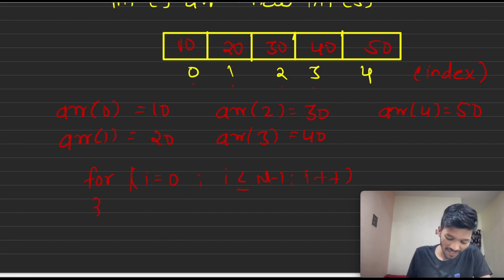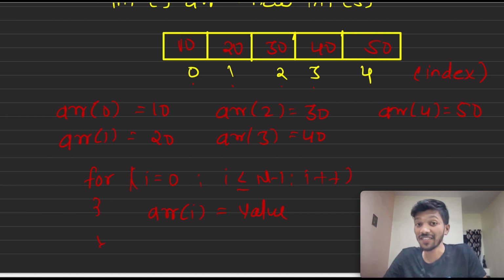And what I can do is I can simply have arr of i, and the value which you want to assign, you can assign. So this is how you can add the values in your array. So let's check out practically how we can assign the values.